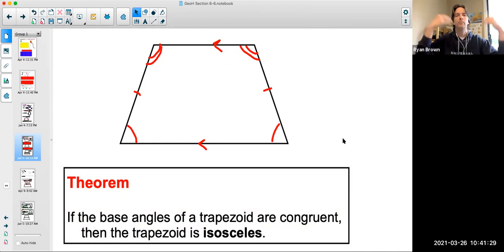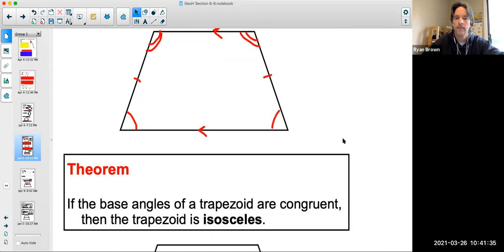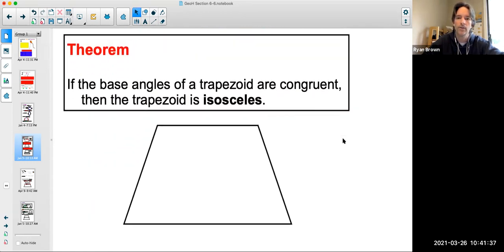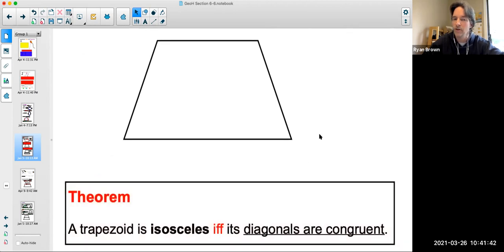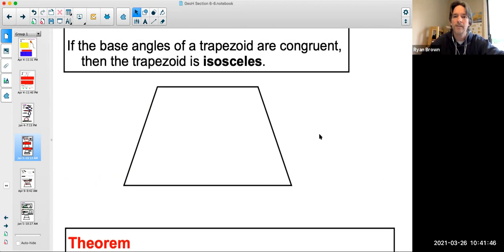If the legs are congruent, base angles are congruent. If the base angles are congruent, then this is isosceles and the sides are congruent. So because the original and the converse are true, we can put it as one big, if you remember, biconditional: an isosceles trapezoid happens if and only if its base angles are congruent.